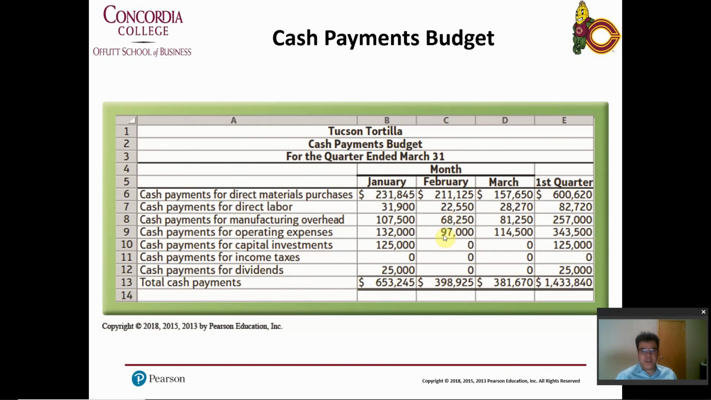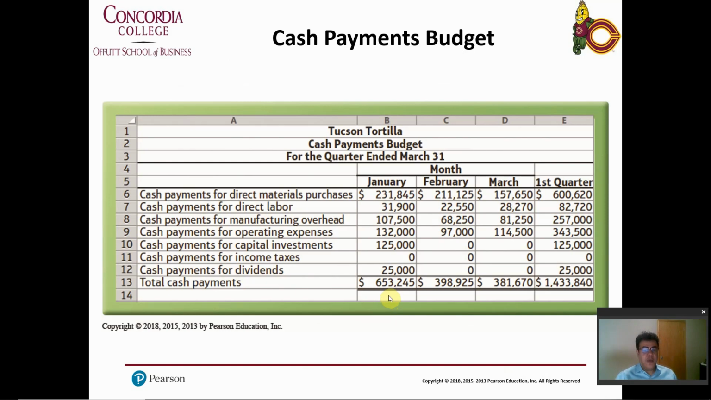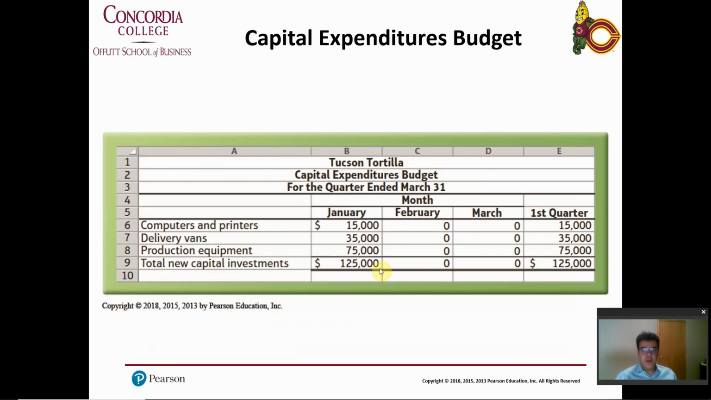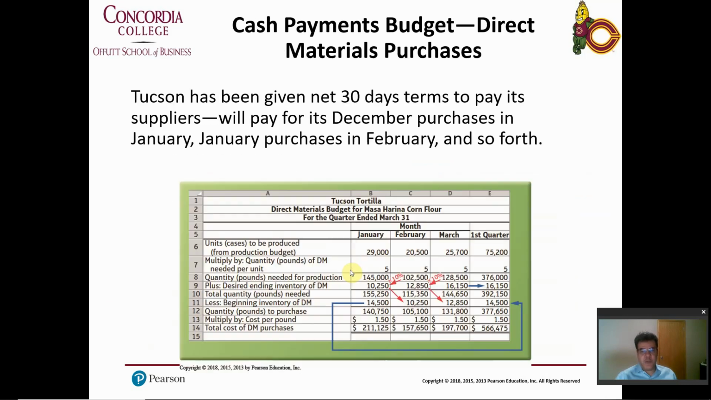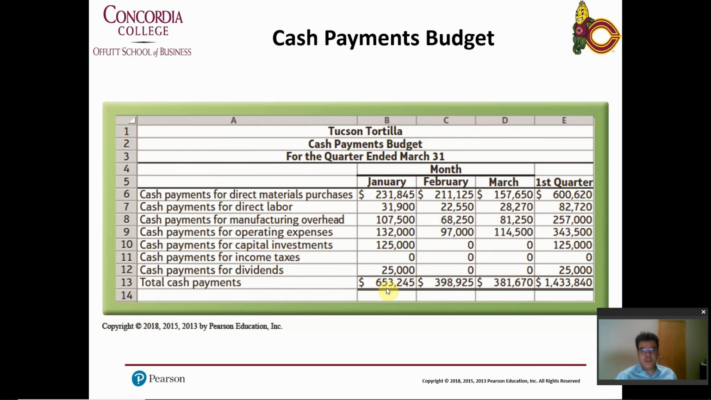And then operating expenses 97 and 132. Again, it doesn't match because of our depreciation. We never pay depreciation expense, okay? And then capital investments, they are here, our capital investments only January. So we are paying this much here, okay? And then we need to combine cash collections and cash payments.